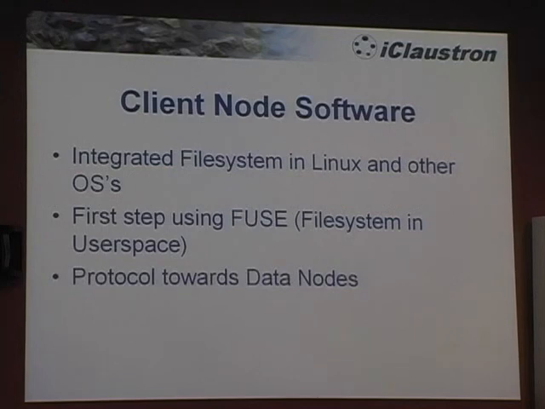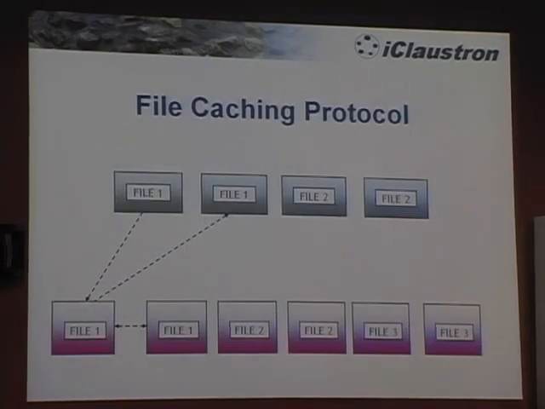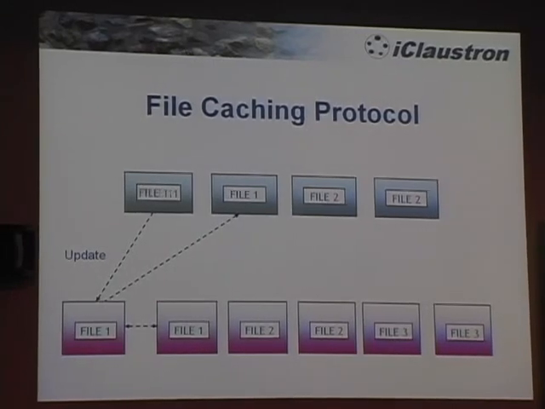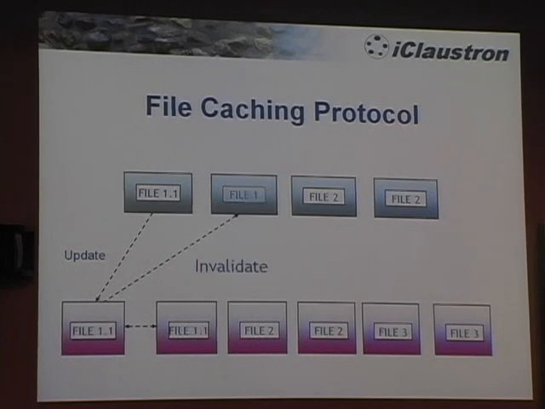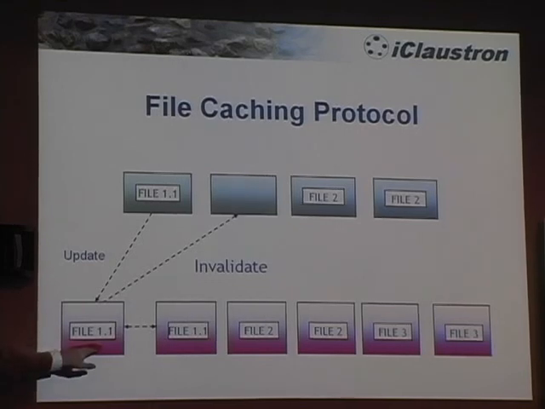And it obviously has a protocol towards the data nodes, and it has to handle the file caching protocol. And this is just a display of what happens with the caching protocol. So this is the data node that actually did the update first, and then it discovered that there was a cached copy, and then sent an invalidate message, which got that copy away.